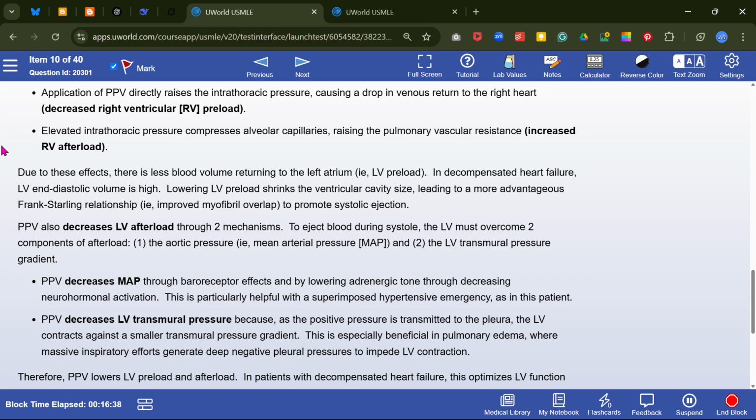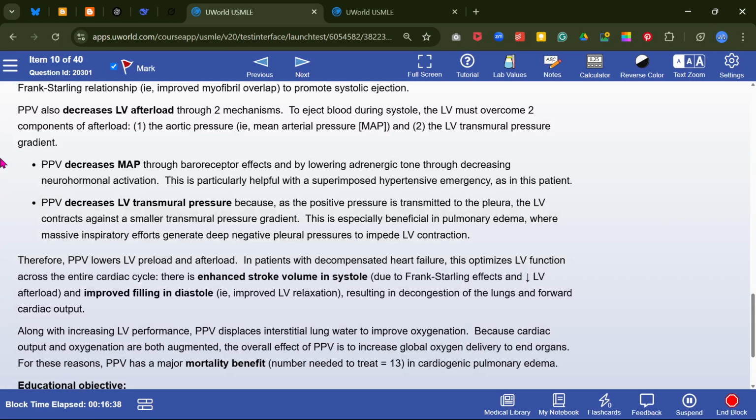Positive pressure ventilation decreases left ventricular transmural pressure because as the positive pressure is transmitted to the pleura, the left ventricle contracts against a smaller transmural pressure gradient. This is especially beneficial in pulmonary edema, where massive inspiratory efforts generate deep negative pleural pressure to impede the left ventricular contraction. Therefore, positive pressure ventilation lowers left ventricular preload and left ventricular afterload. In patients with decompensated heart failure, this optimizes left ventricular function across the entire cardiac cycle.